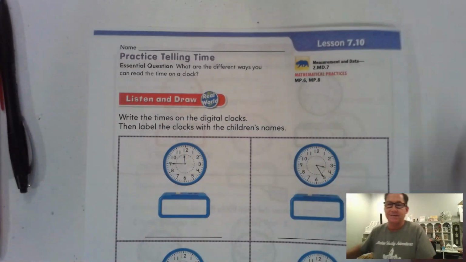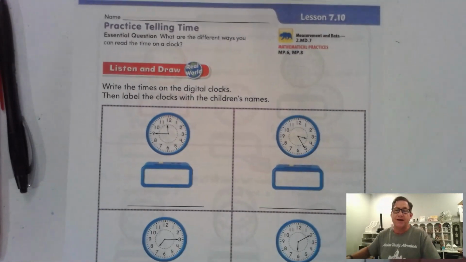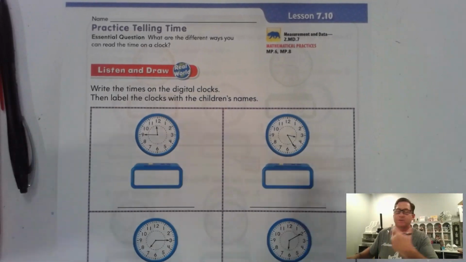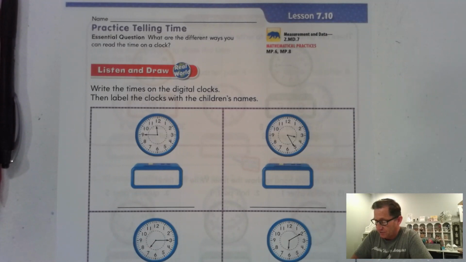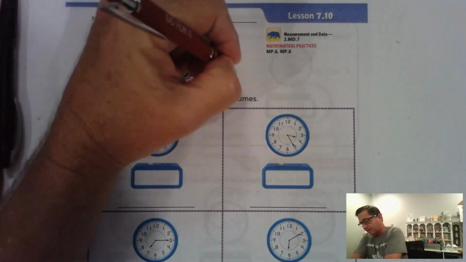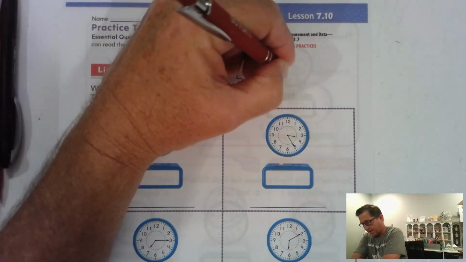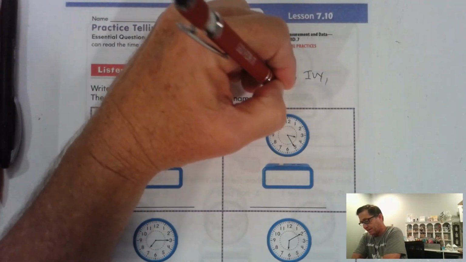Hello, everybody. In today's lesson, lesson 710, we're on page 381 of the second grade Go Math textbook, and we're going to work on just practicing telling time. Okay, so write the times on the digital clocks, then label the clocks with the children's names that I give you. Okay, so let me go ahead and write their names: Luke, Beth, Ivy, and Rohan.